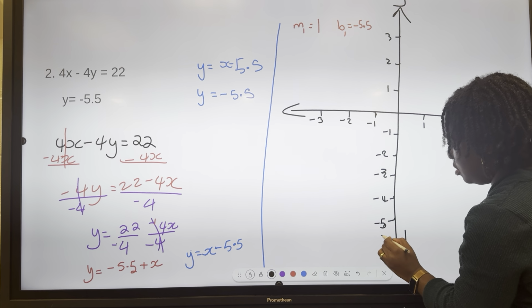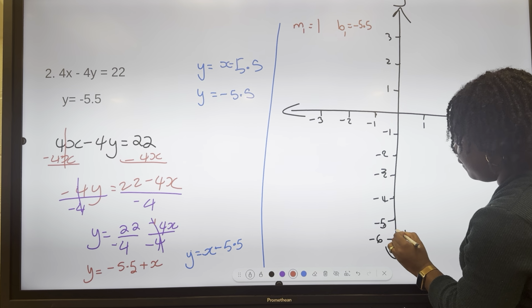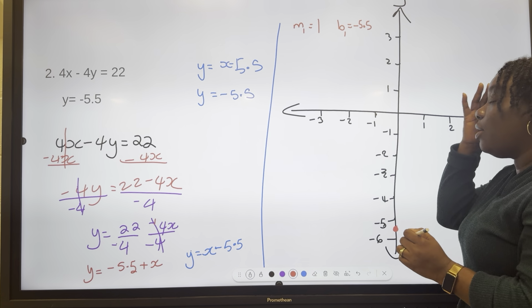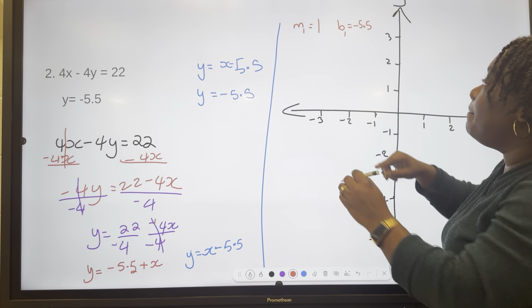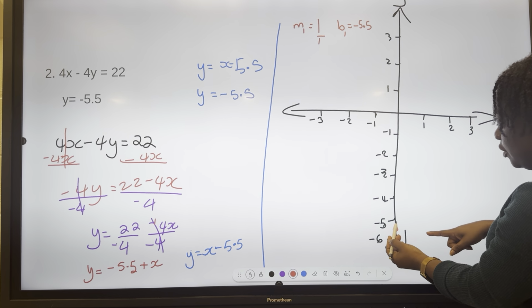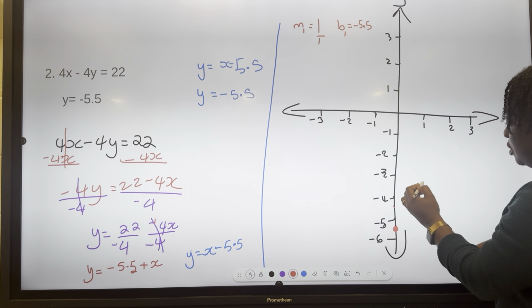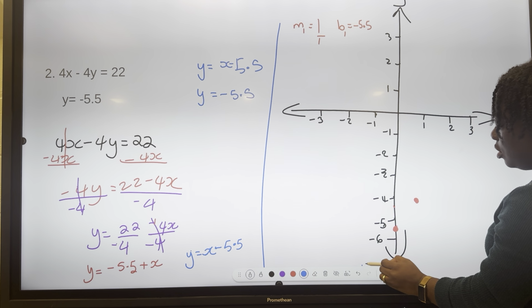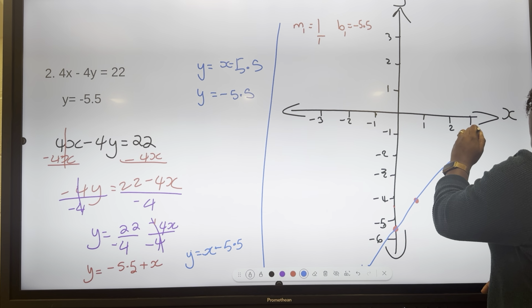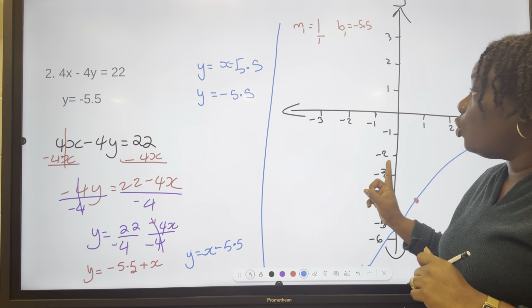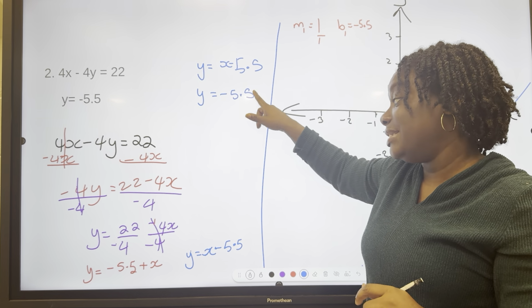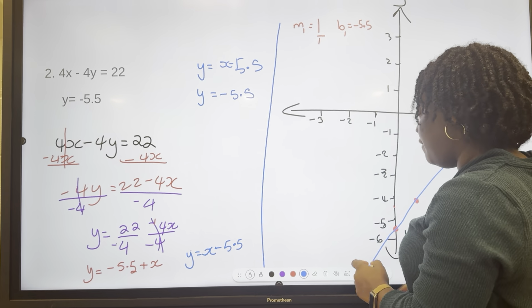So negative 5.5 would be somewhere about here. Good? That's what that would mean. And then my m is going to be 1 over 1. So that's going up 1 and coming across 1. Right? So my line is going to look something like that. Nice? Now, let's move right here. Where do we find the line y is equal to negative 5.5? The line y is equal to negative 5.5 is going to be right here.